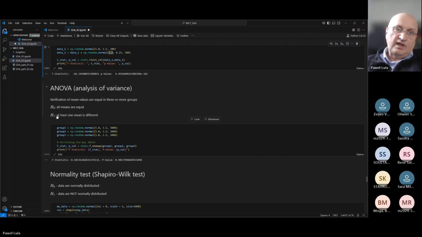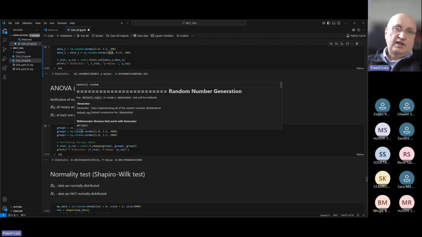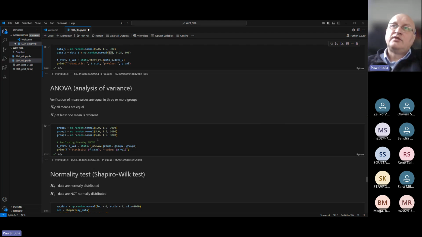And our alternative hypothesis is that it is not true that average income is the same in every European country. It means that at least in one country, this average income is different from incomes in other countries. And we have a situation here for 3 countries.